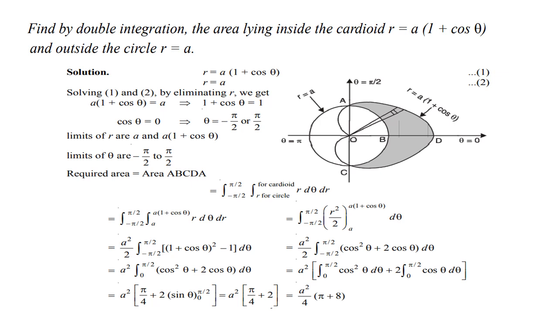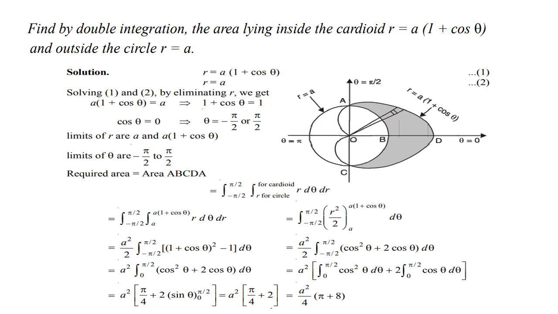Now, we are getting the equation as integral of minus pi by 2 to pi by 2 and integral of a to a into (1 plus cos theta) r d theta dr. So, first we are going to integrate the innermost integral, that is the integral with respect to r. So, when we integrate r, we will be getting it as r squared by 2 with the lower limit a and the upper limit a into (1 plus cos theta). So, we have to apply the upper and the lower limit in the place of r with the minus sign in between. Then we will be getting an equation as a square by 2 integral of minus pi by 2 to pi by 2 cos square theta plus 2 cos theta d theta.